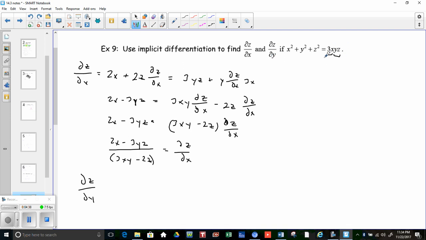And over here, it's exactly the same thing. Really, all that's going to happen, if you're really thinking about it, and I'm not going to walk through all these steps, is that wherever I had an x up here, it's going to become a y, and wherever I had a y up here, it's going to change to an x. So really what we should have when you finish it, and you can go ahead and check this, is going to be 2y minus 3xz over 2z minus 3xy. And that would be dz dy.